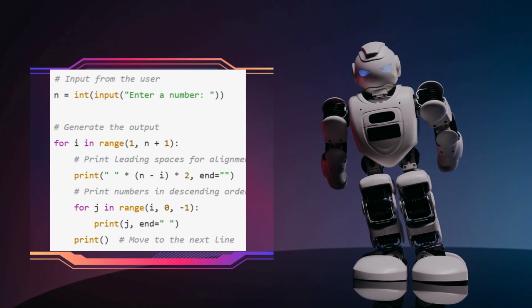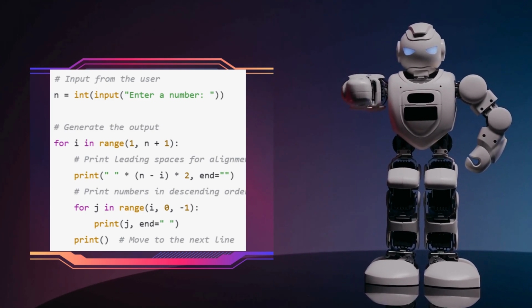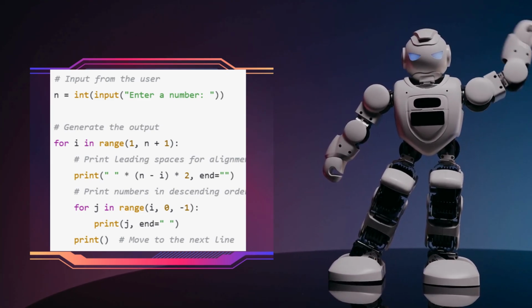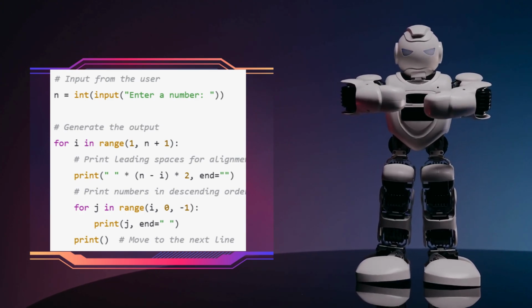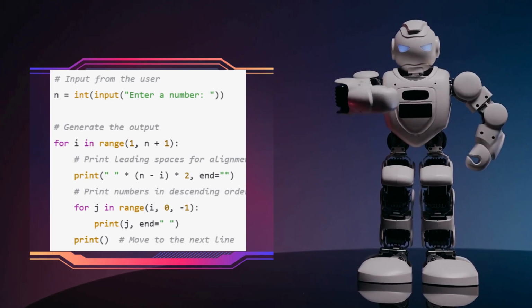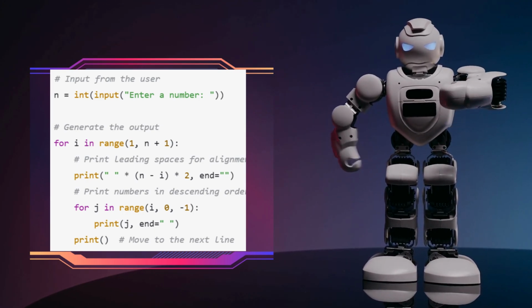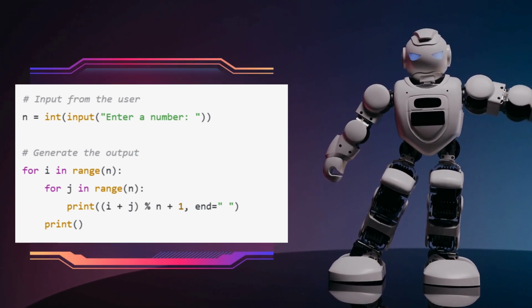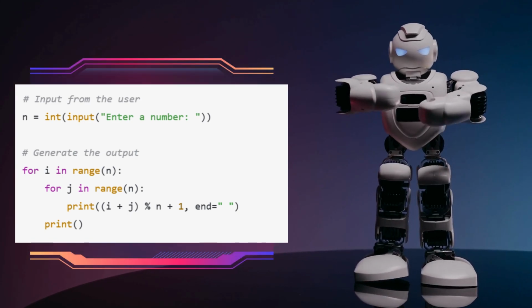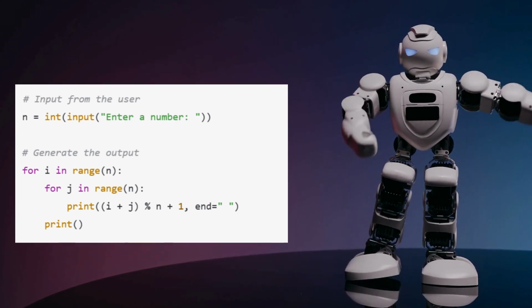After the first for loop, we see the print statement, and it is adding the spaces to align the numbers properly. Each space is doubled to match the gap between numbers. The inner loop for j in range prints the numbers in descending order for each row. After each row, the program moves to the next line with a print statement. Finally, you can get your desired output, which is the answer for this question.